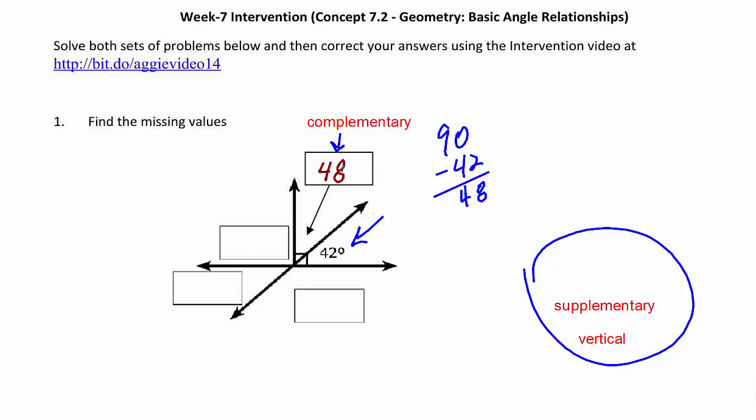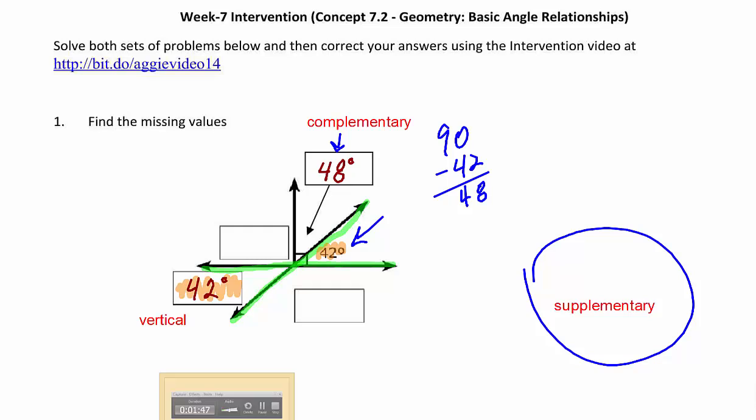Now, if you did these in a different order, you don't need to worry. It's not like there's only one way you can do it. The next thing we're going to use is this idea of vertical angles. Vertical angles tell us that 2 angles across from one another, where 2 lines cross, so we have these 2 lines crossing, these angles across from one another at that intersection will be the same. So, since this angle is 42, this angle is also 42 degrees. Let me put my degree marks in there.